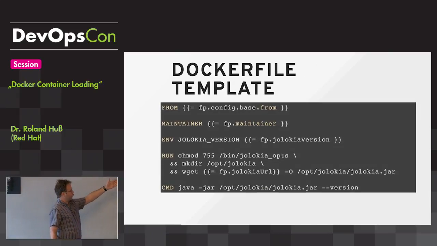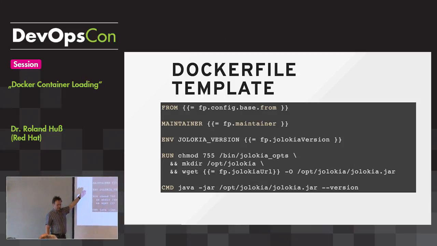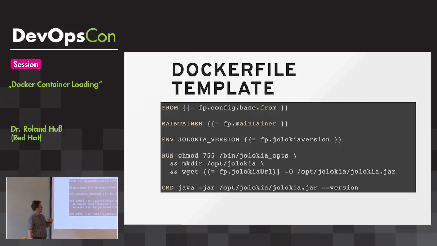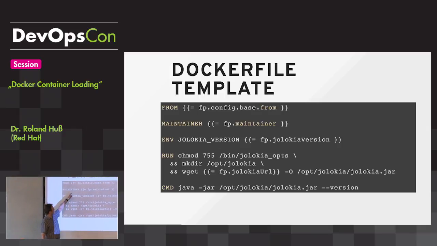A Dockerfile template looks like this. This is, I think, EJS, a templating system from JavaScript. It's quite powerful, so you can put arbitrary JavaScript expressions in there, so you can have logic in there. For such a use case, it's perfect. For other use cases, it's not so perfect. And then you have some sort of main context, FP, and then you can refer to all this metadata. For example, this base from is simply the actual value of the base image.